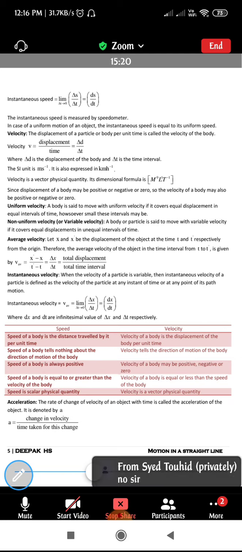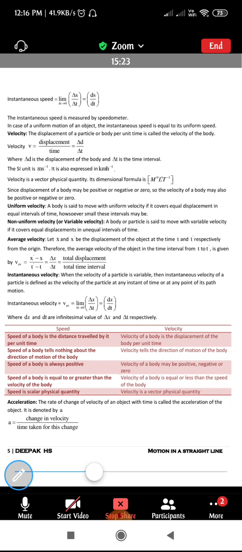There is a difference between speed and velocity. Okay, so again about speed and velocity, they may ask this difference in your examination for 2 or 3 marks. So see here, the first difference is that the speed of a body is the distance traveled by it per unit time. Okay, that is the definition of speed, distance per unit time. Coming to velocity, it is displacement of a body per unit time, correct? So that is the first difference. The definition itself is the first difference.